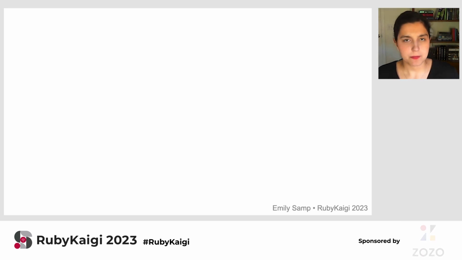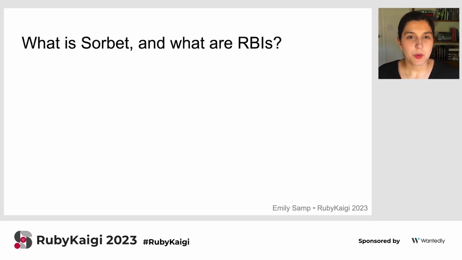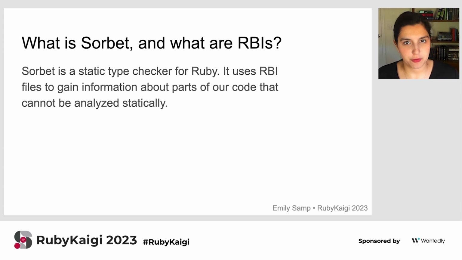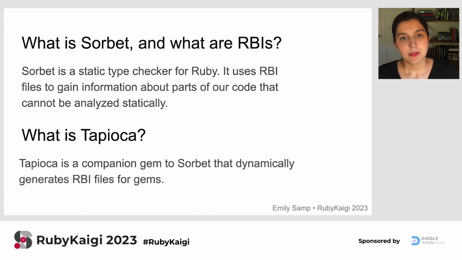Before we move on, let's recap what we've learned so far. First, we learned that Sorbet is a gradual type checker for Ruby. Among other tools, it uses RBI files to gain information about parts of our code that it cannot statically analyze, such as code inside of gems. Tapioca is a companion gem to Sorbet that dynamically generates RBI files for gems in our projects.